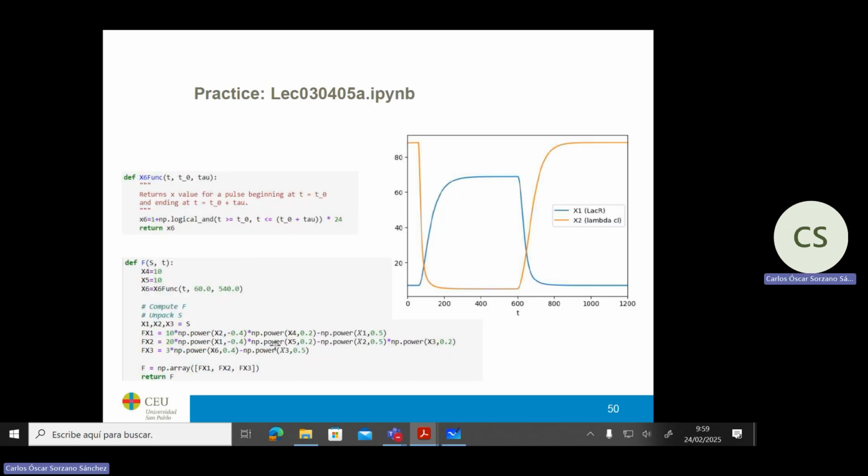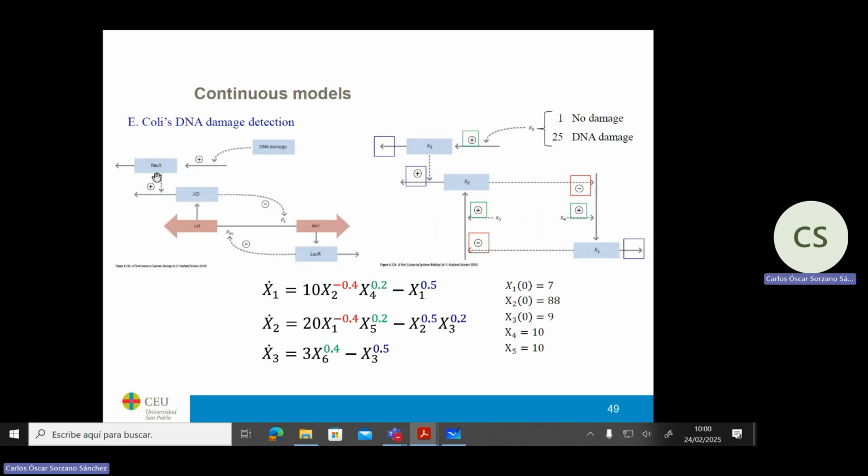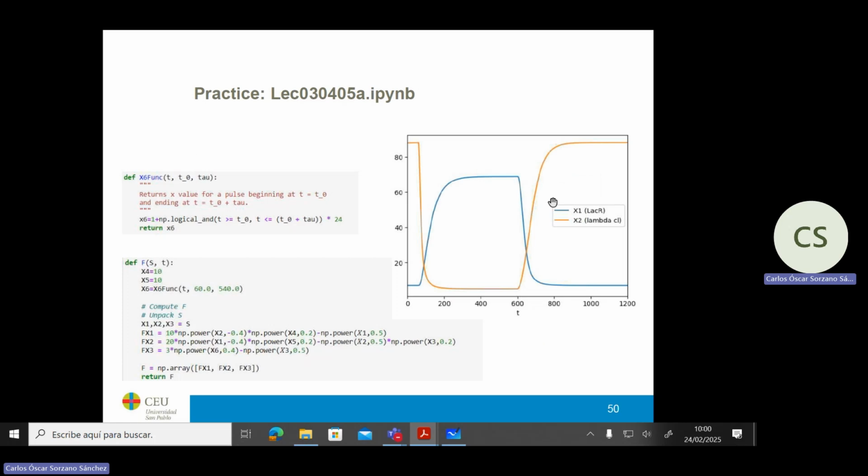So you have 10 X2 to the minus 0.4, X4 to the 0.2, minus X1 to the 0.5, and the same for the other two. And then you have the integration of this differential equation, and this is the solution, how it evolves over time. So you see that when there is damage, this model predicts that RecA will increase, so RecA is X3, and that lambda CI will decrease. So that is what is happening.